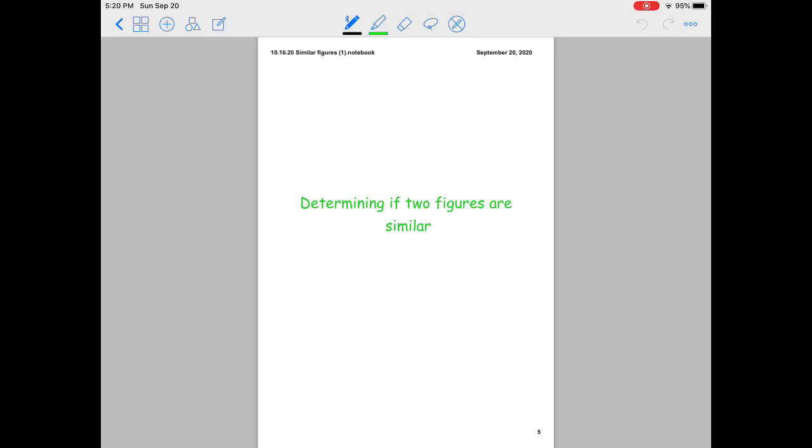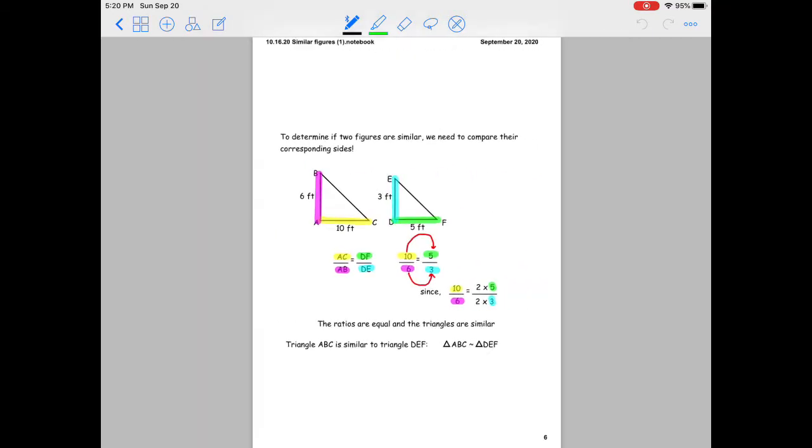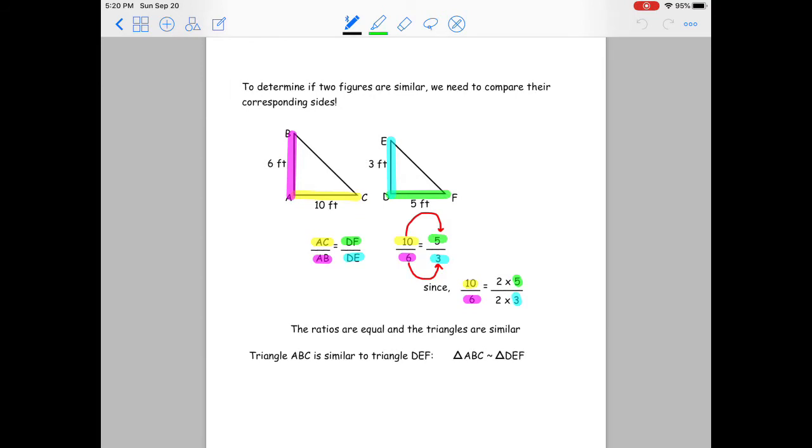Hello everyone, today we're going to be discussing similar figures. So how do you determine if two figures are similar? To determine if two figures are similar, we need to compare their corresponding sides. For instance, a corresponding side is a side that is the same as the other in each image.